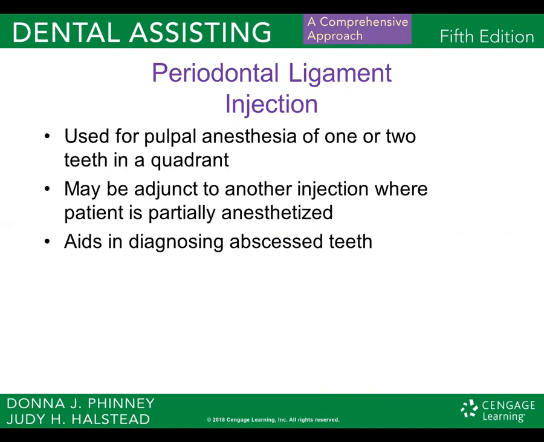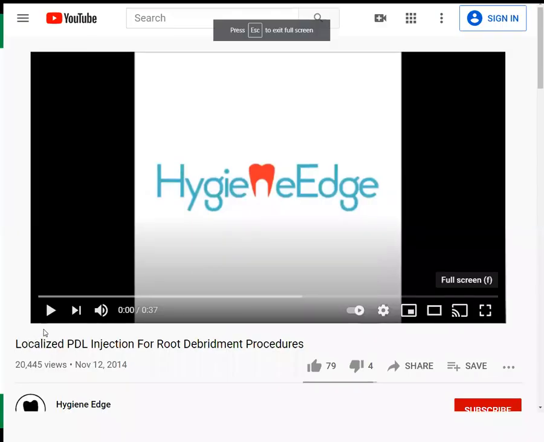For a periodontal ligament injection, you'll do this quite a bit if you do anything with scaling and root planing or root canal procedures. During the periodontal ligament injection, this will involve inserting a needle into the gingival sulcus along the axis of the tooth that's going to be anesthetized. So let me find a video for that real quick. All right, let's watch this one.